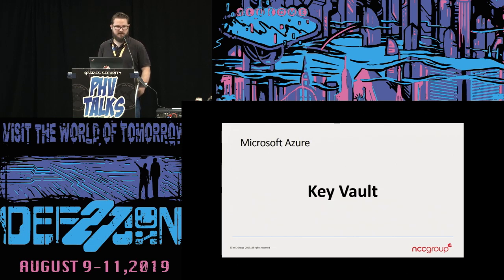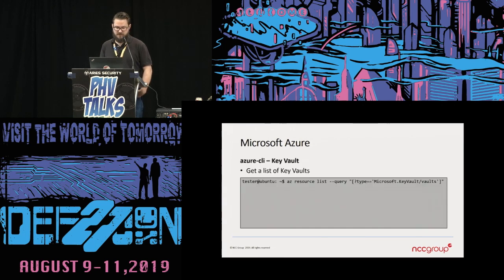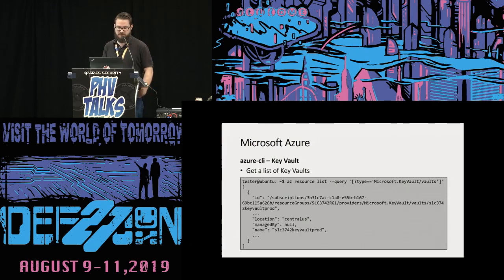So next service we want to look at in Azure is the Key Vault. So we will run this command. We'll get a list of the key vaults that are on the account. So we scroll through. We see we've got this vault name. You also get the location of it and the ID within Azure.